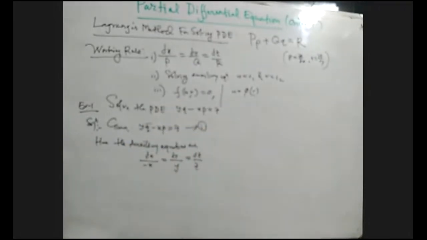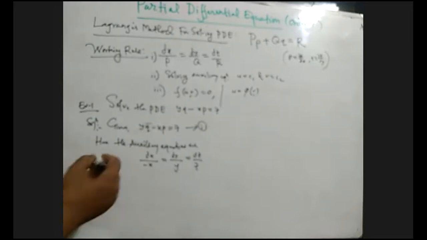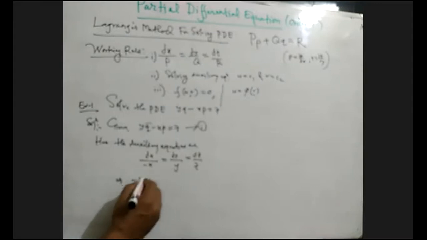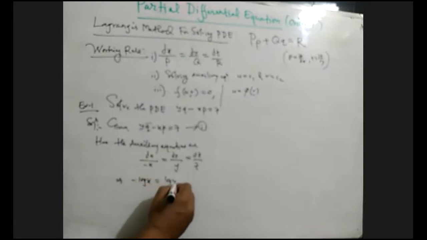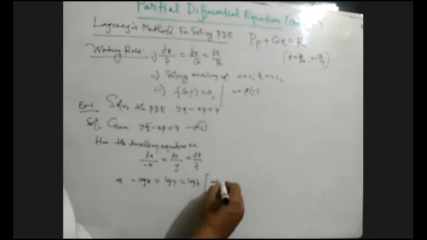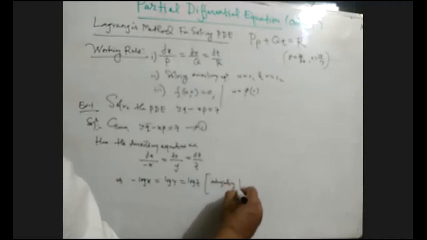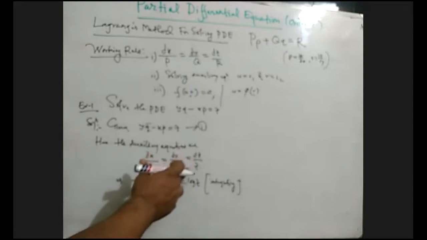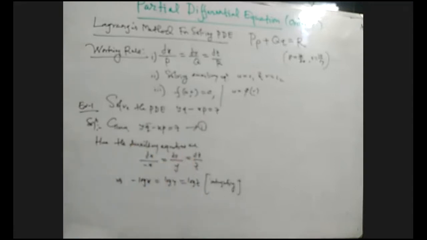Now integrating all, taking integration, 1 by x formula is log x, equals log y, equals log z. Just integrating all sides, with respect to x first term, with respect to y second term, and with respect to z in third term. So this is equation number 2.